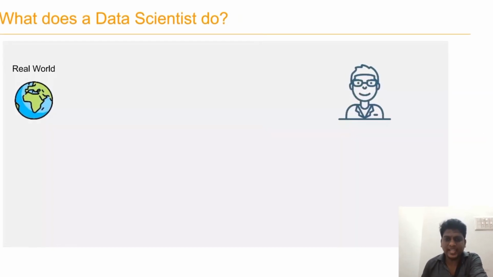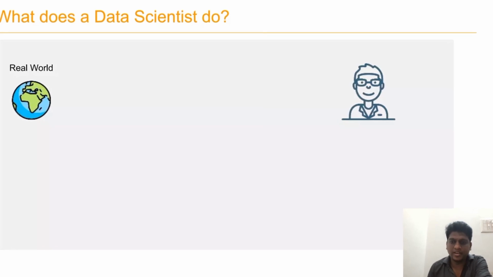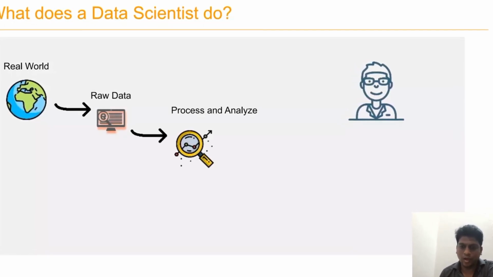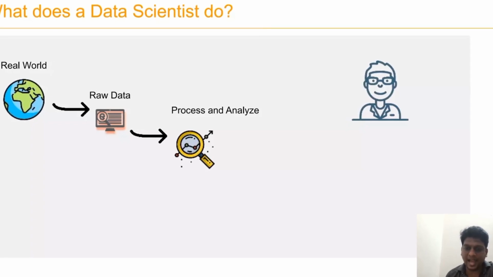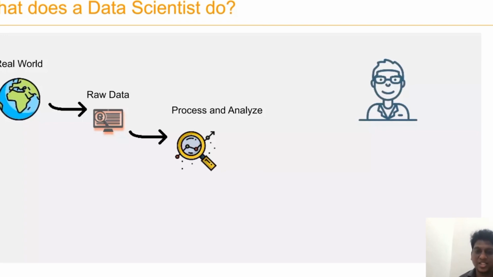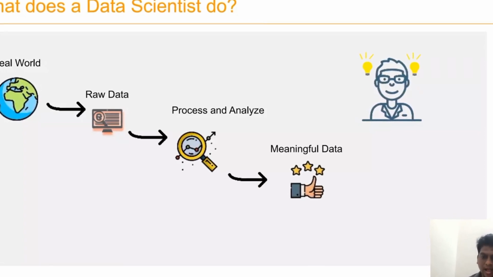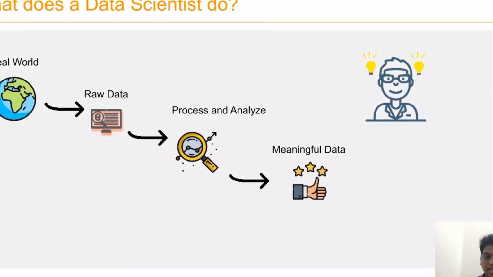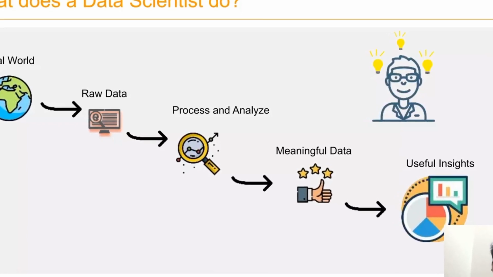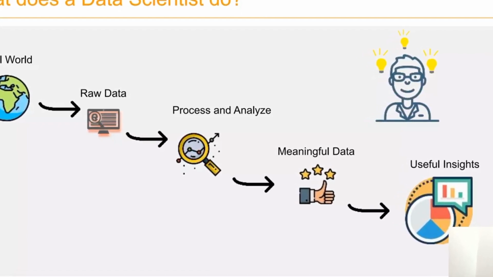Now, what does a data scientist do in the real world? We have raw data. We process and analyze that raw data, identify the hidden patterns inside the data and turn them into meaningful data. Then based on the application, we use those concepts.